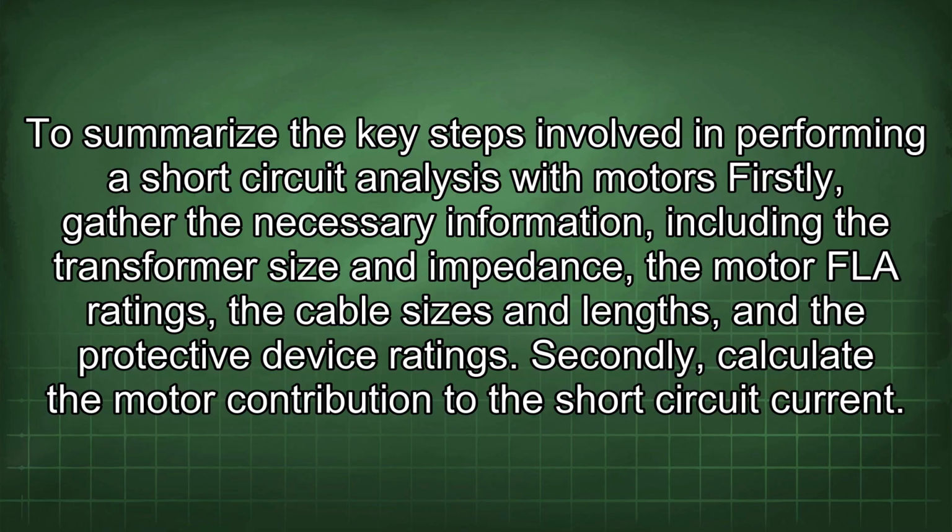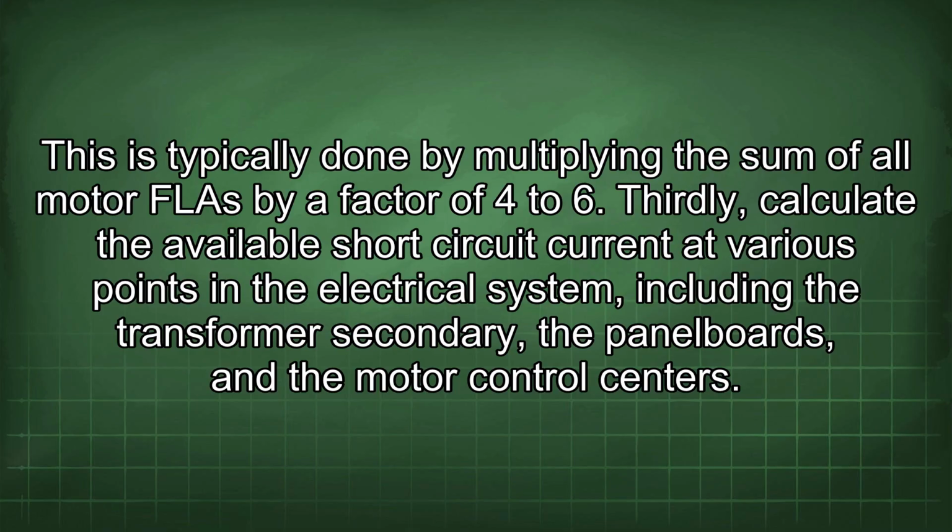To summarize the key steps involved in performing a short-circuit analysis with motors: firstly, gather the necessary information, including the transformer size and impedance, the motor FLA ratings, the cable sizes and lengths, and the protective device ratings. Secondly, calculate the motor contribution to the short-circuit current. This is typically done by multiplying the sum of all motor FLA by a factor of 4 to 6. Thirdly, calculate the available short-circuit current at various points in the electrical system, including the transformer secondary, the panel boards, and the motor control centers.